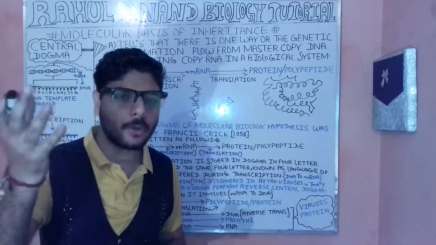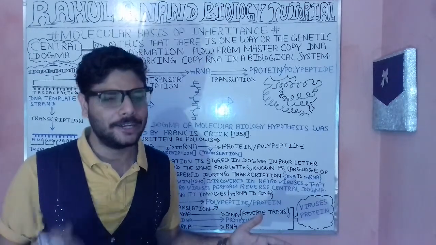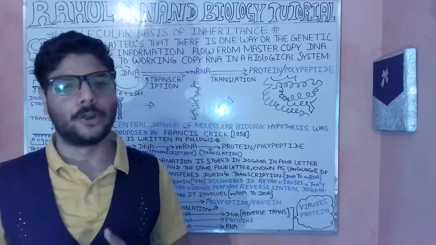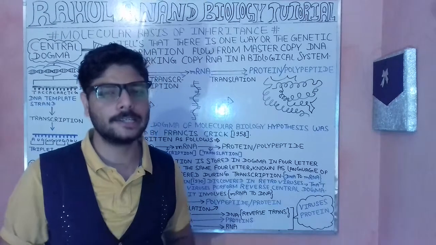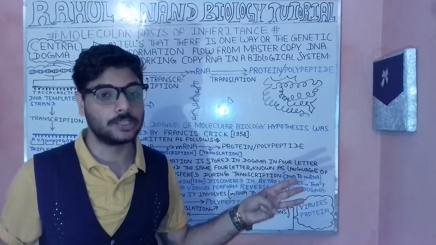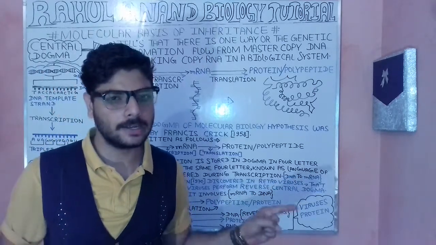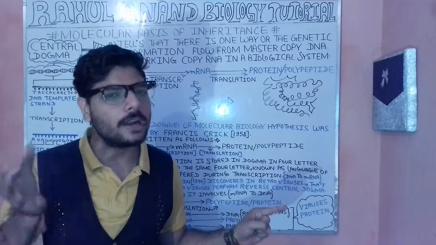Now, talking about these things, how is the process of the central dogma employed? There are three very important processes which are employed. These are known as replication, then transcription, and then translation.